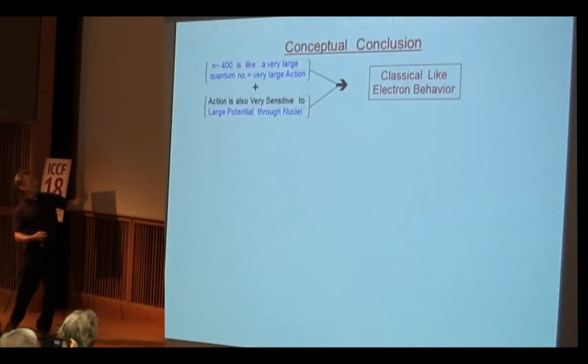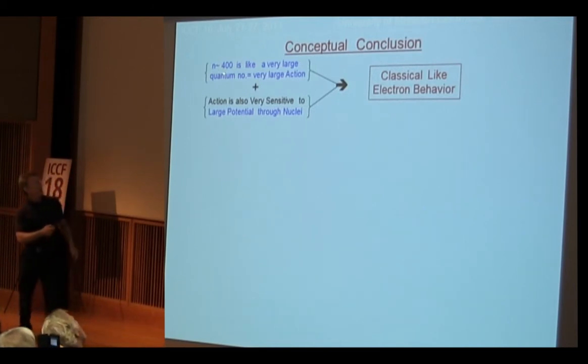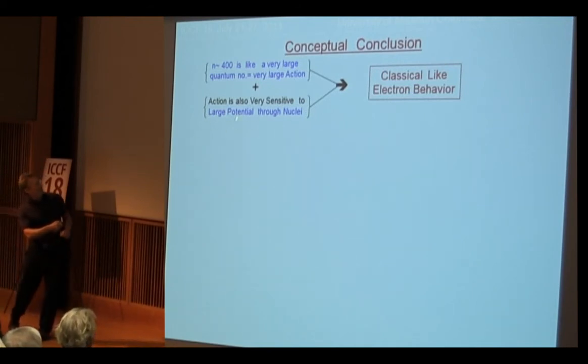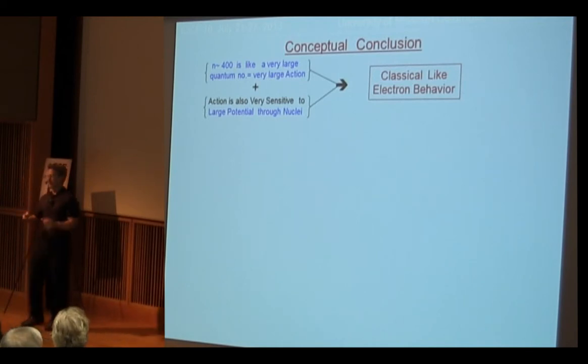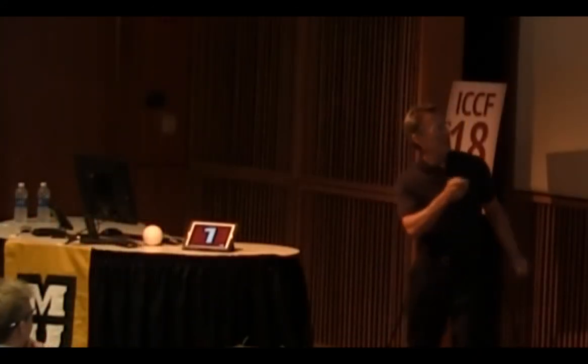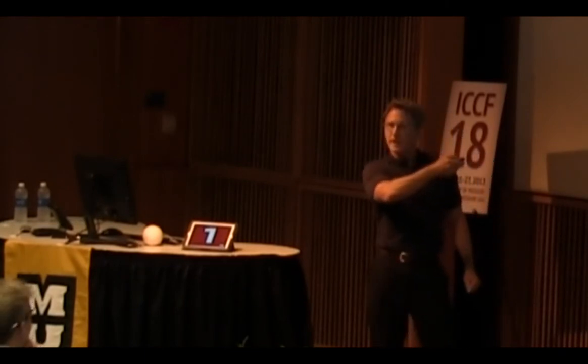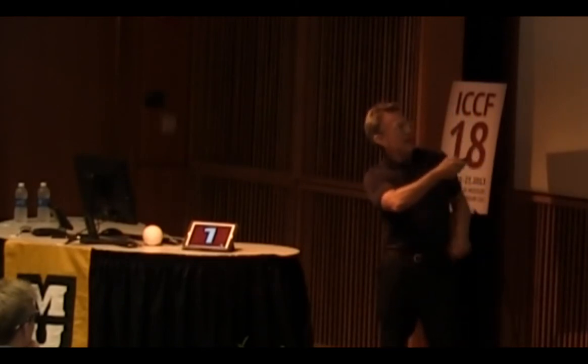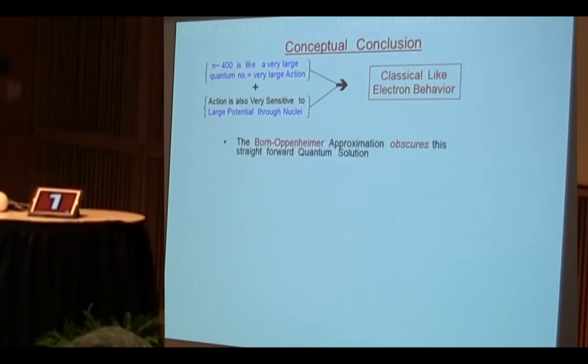Okay? So our conceptual conclusion then is you've got an n, basically n equals 400 about, and it's like a very large quantum number, and that gives you a very large action. That gives you classical-like behavior. I didn't talk about the sensitivity of the action due to the potential, but you can think, remember the Lagrangian is the kinetic energy and potential energy. And so if you try to go around the nuclei, you're going to change the potential energy a lot, right? Get out of the nuclei. So that's going to change that action a lot. That gives you very classical-like behavior also. So Born-Oppenheimer approximation obscures this straightforward quantum solution.